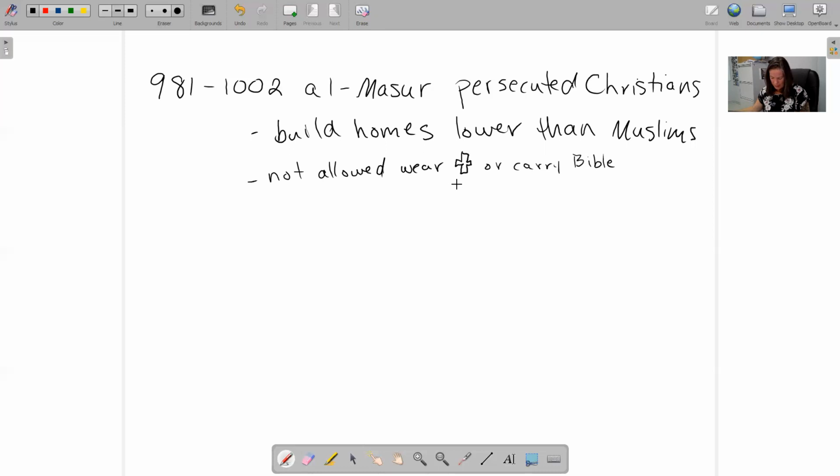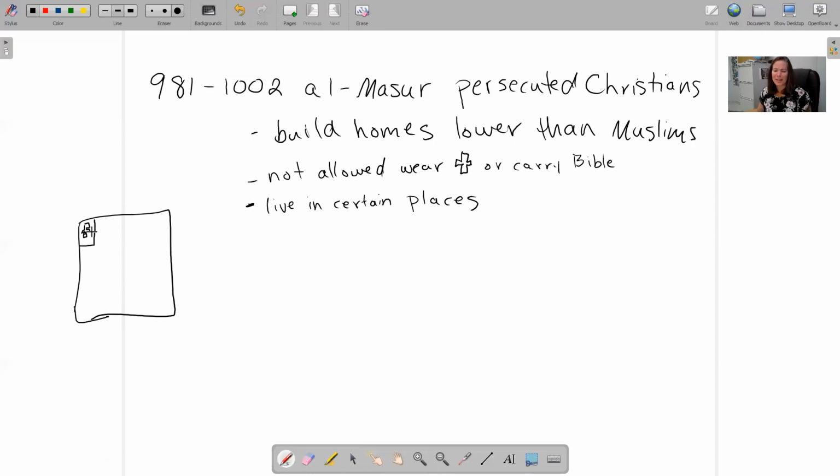Now I am lost in my notes. And their neighborhoods, they were only allowed to live in certain places. Like, if this is the whole city and Muslims could live anywhere they wanted, they were blocked off. Like, this is the Christian neighborhood. Well, I drew an F. Sorry, I was trying to draw a cross and for some reason, I drew an F. Anyway, they would block it off and say, maybe this is a Christian neighborhood and this is a Christian neighborhood.